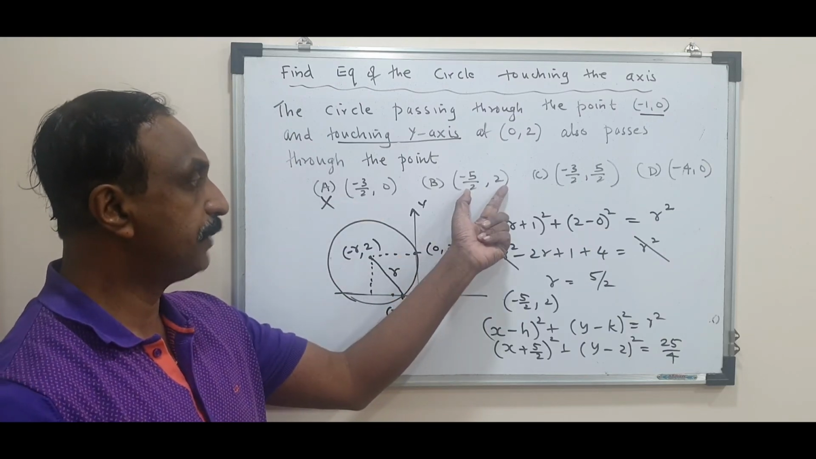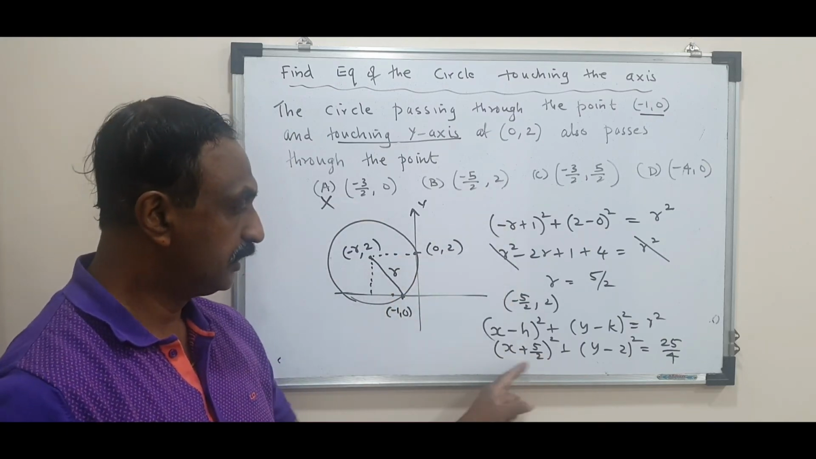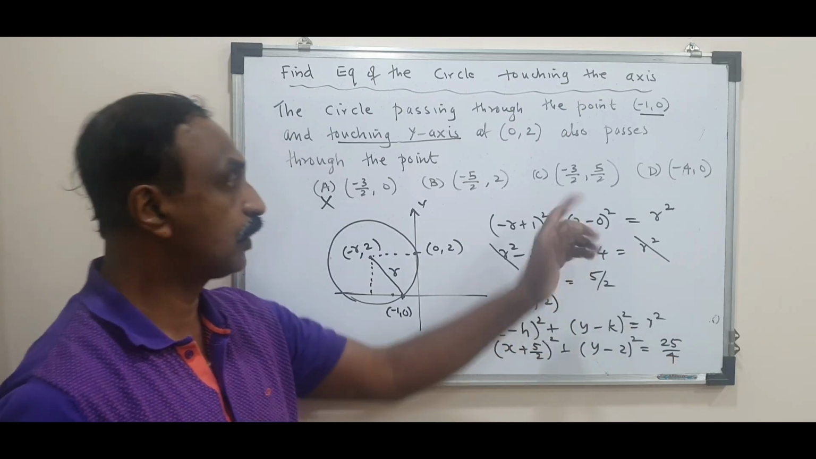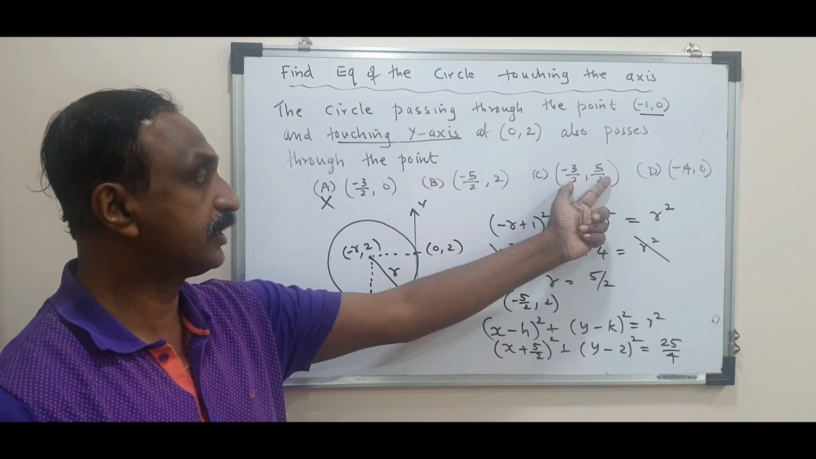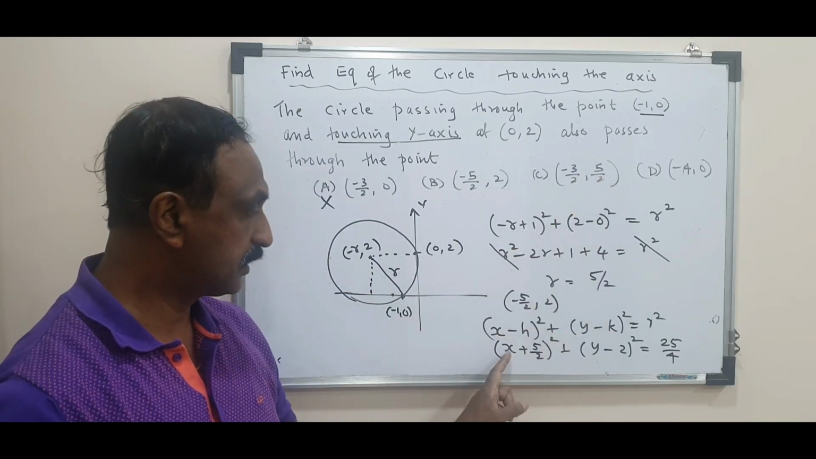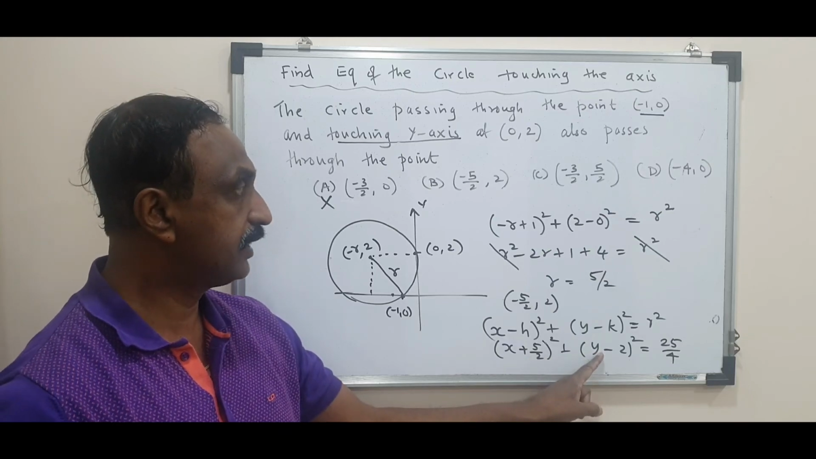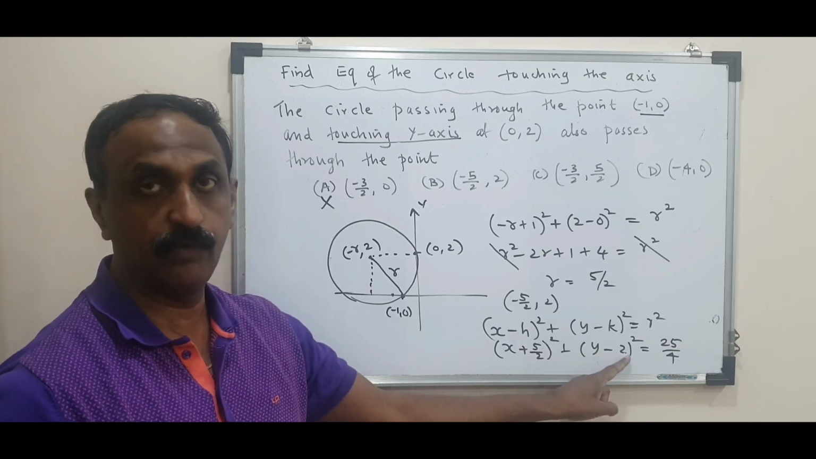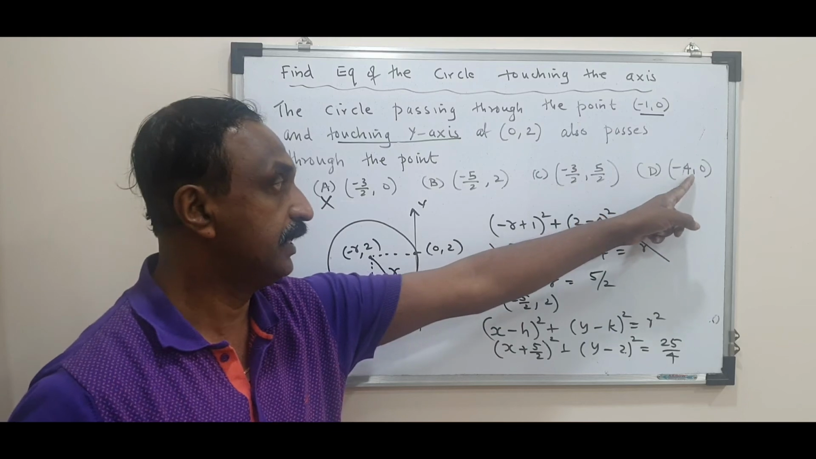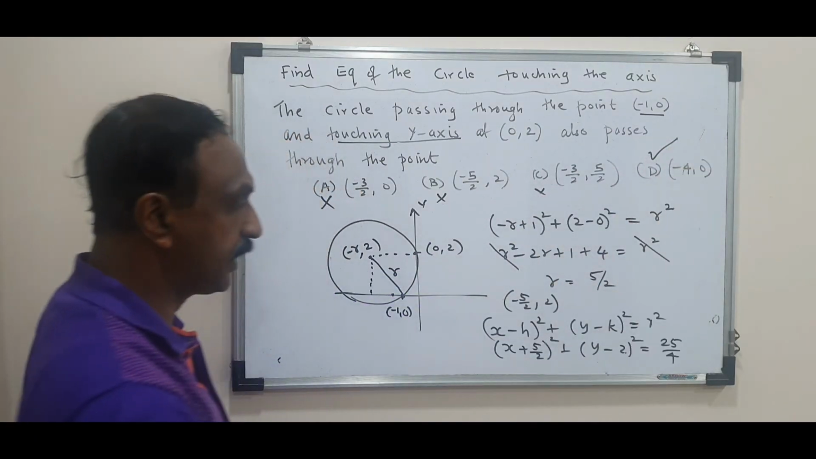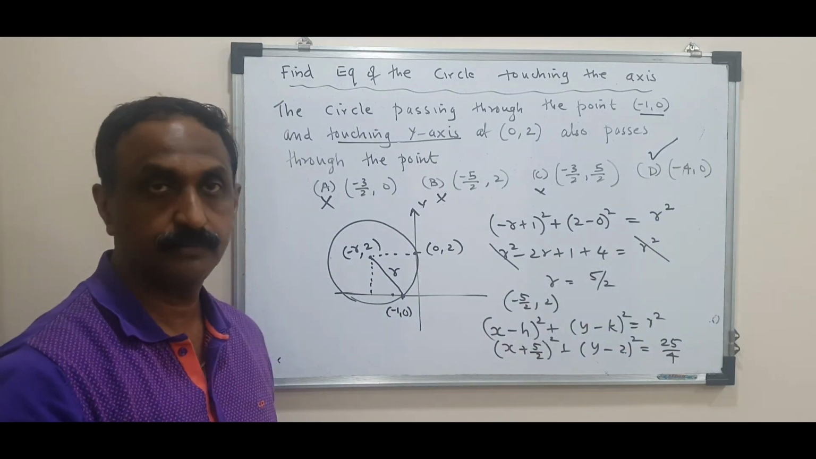When I substitute this point -5 by 2, 2 here, this will become 0, this will become 0, so the answer will not satisfy. We'll try this point. -3 by 2 plus 5 by 2 will give you 1, and -5 by 2 minus 2 will give you 1 by 2, so it will not satisfy. So naturally this is not satisfying, this is not satisfying. So this should be satisfying. So D is your answer.